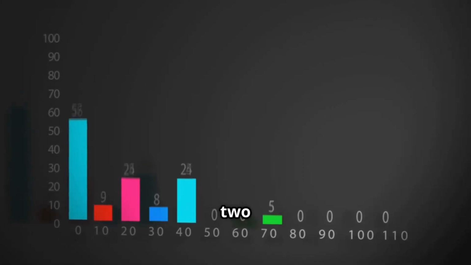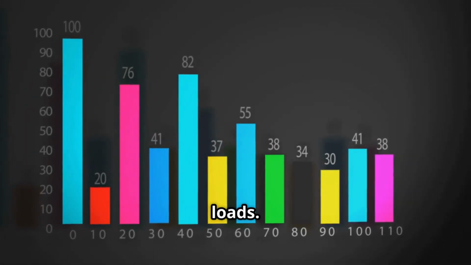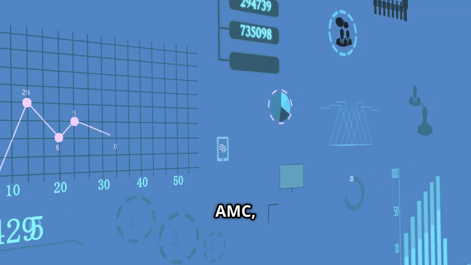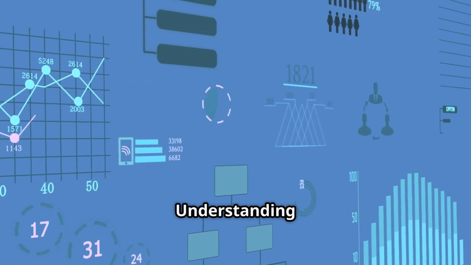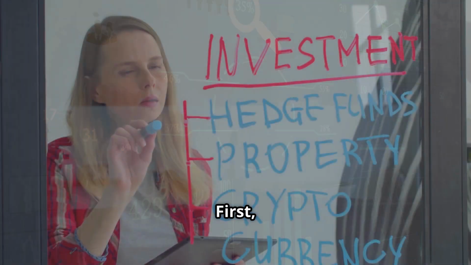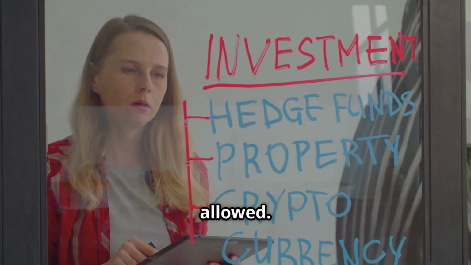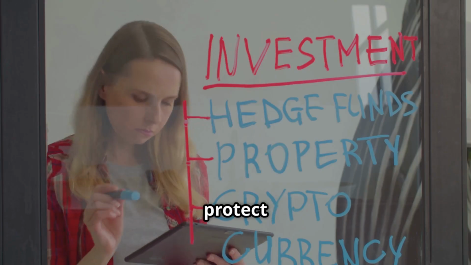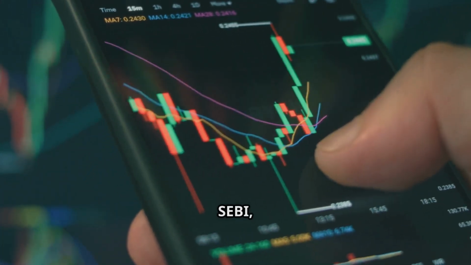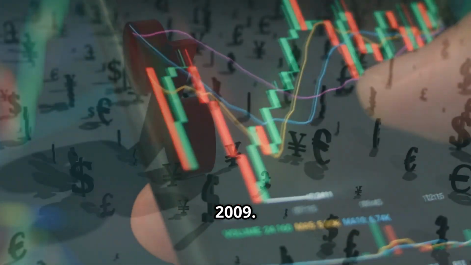Now let's discuss 2 important concepts you'll encounter: entry loads and exit loads. These are fees that an asset management company, or AMC, might charge investors. Understanding them is crucial for calculating your actual returns. First, let's talk about entry load. The rule here is simple. It is not allowed. In a significant move to protect investor interests, the Securities and Exchange Board of India, or SEBI, banned entry loads completely back in August 2009.